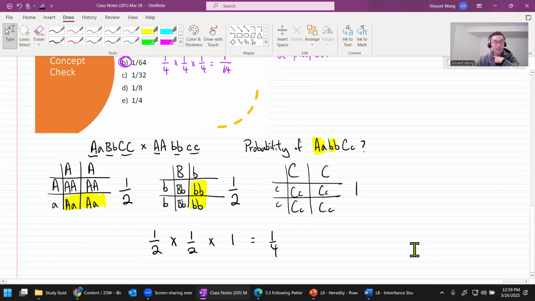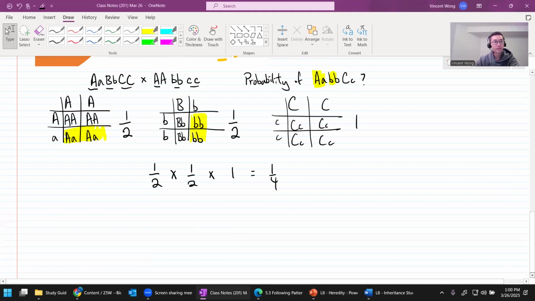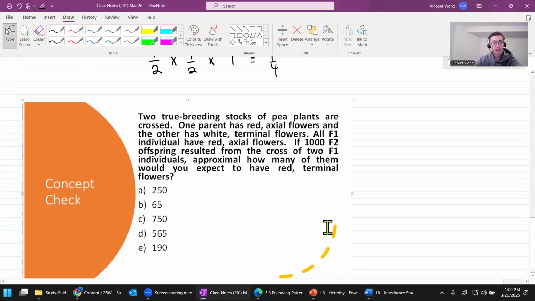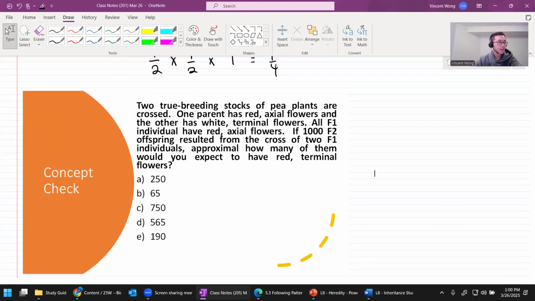Okay? Questions? Okay, I'm going to let you try another one here. Please go ahead. If you find yourself in a situation where you're doing the big 16-box Punnett square, you are not doing it right. So I'll let you try first, okay? A couple minutes.